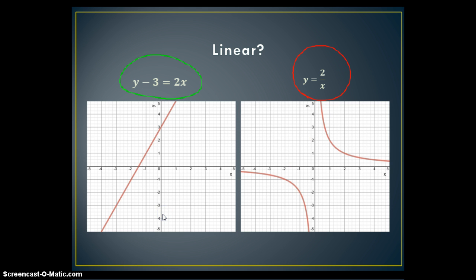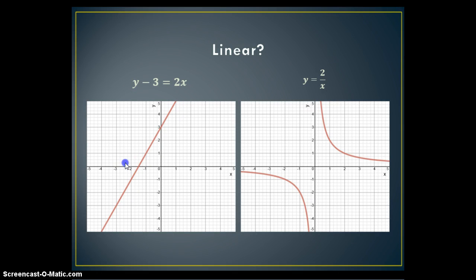Well, we'll see that y minus 3 equals 2x forms a nice straight line, so it is a linear equation. And we'll see that y equals 2 divided by x doesn't fit my rule. X is in the denominator, and we'll see its graph is actually a hyperbola, something that we'll discuss in the future.